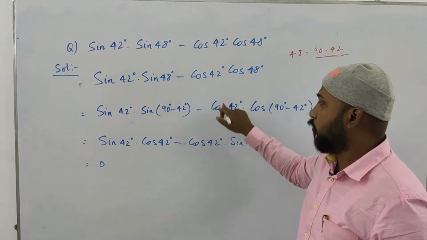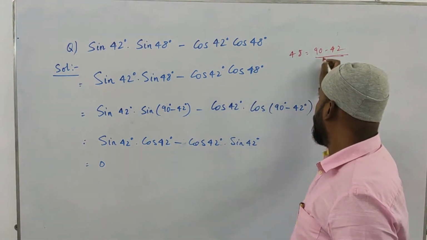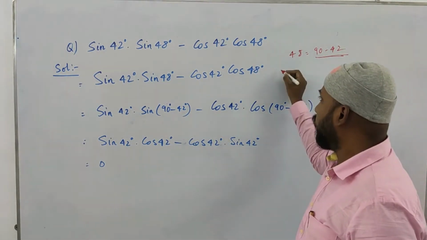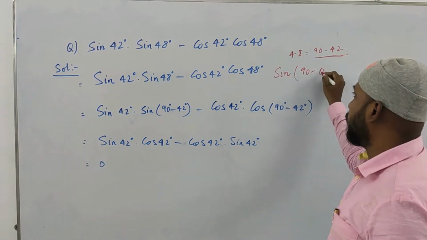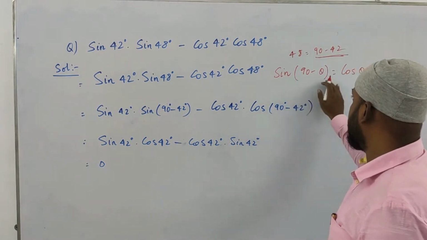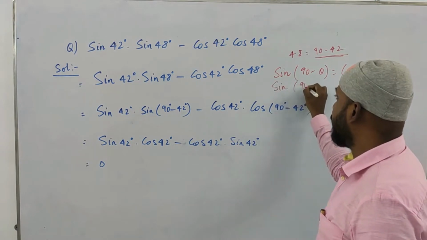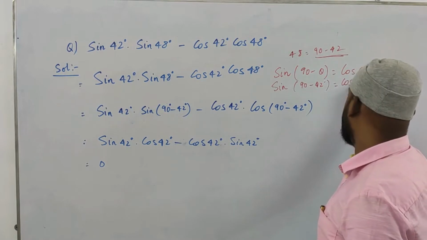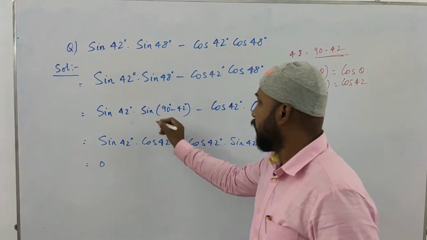Thereafter, I have left cos 42 as it is, and in place of this 48 in cos 48, I write 90 minus 42. So what is the formula? We know the formula: sine of 90 minus theta is equal to cos theta. Similarly, sine of 90 minus 42 will be equal to cos 42, right? So that's what we have written down over here.